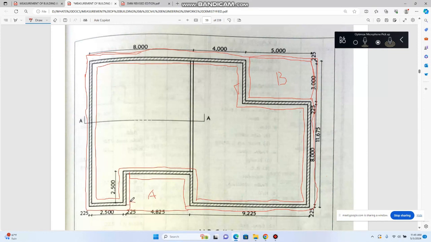Then from here now, I added the thickness of the wall, 225, plus the foundation spread, 225. So this one is 2500 from here up to here. He deducted 225, he deducted 225. Then because it was up to here, he added 225 for the wall and 225 for the foundation spread. Very well.